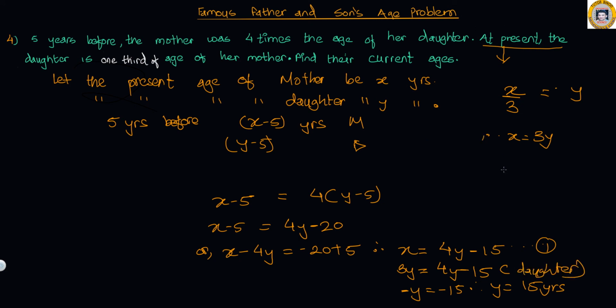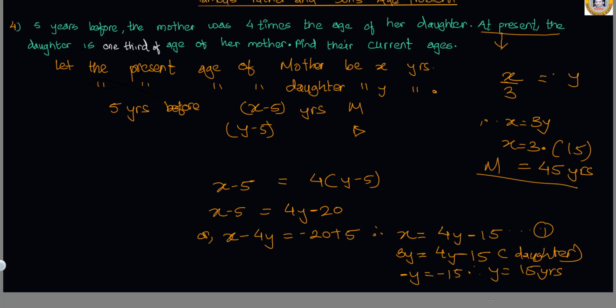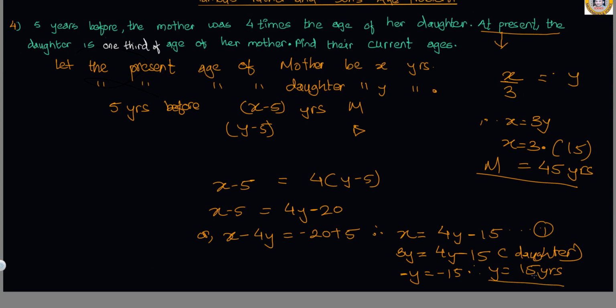Now if you replace the value of y over here, you would get x as 3 times y, which is 15. So your x is 45 years. So the present age of mother is 45 years and daughter is 15 years. This is how we deal with this kind of problems. I hope this video helps you understand solving age related problems between father and son, or mother and daughter, or any kind of word problem related to age.